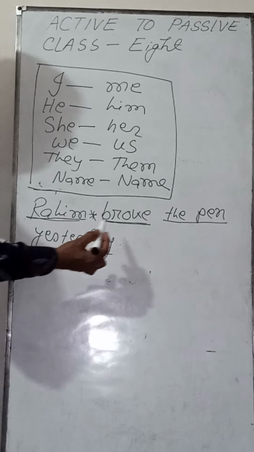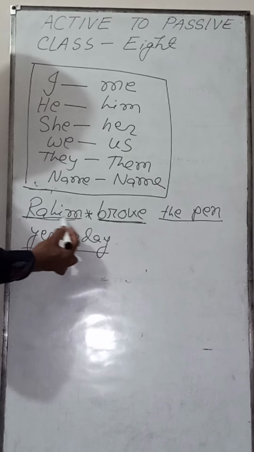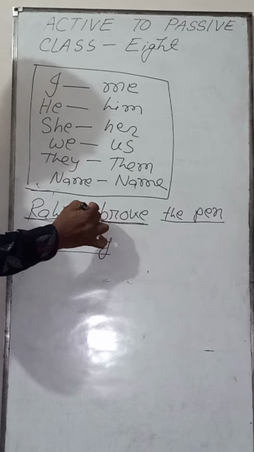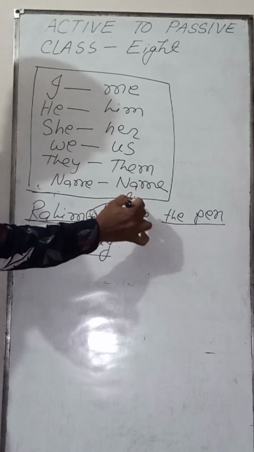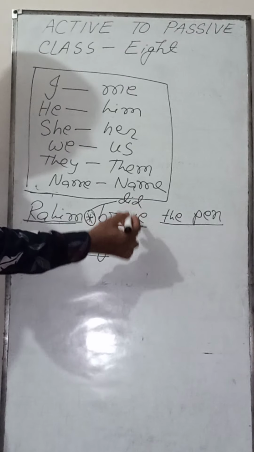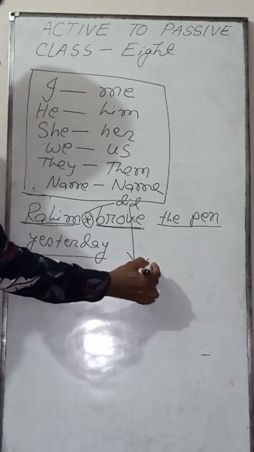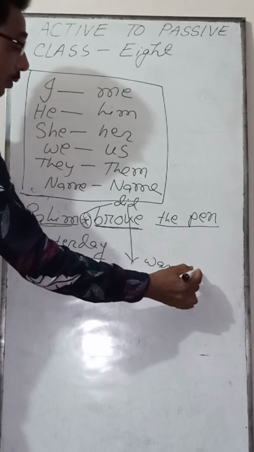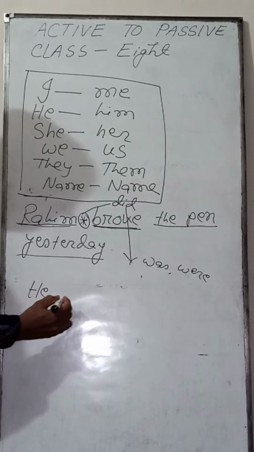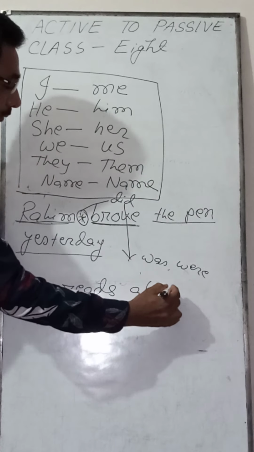If you find the past form after the subject, you have to understand that here, after the subject, the auxiliary verb is did. And in case of did, the auxiliary verb of the voice will be was or were. Like this, you see, he reads a book.